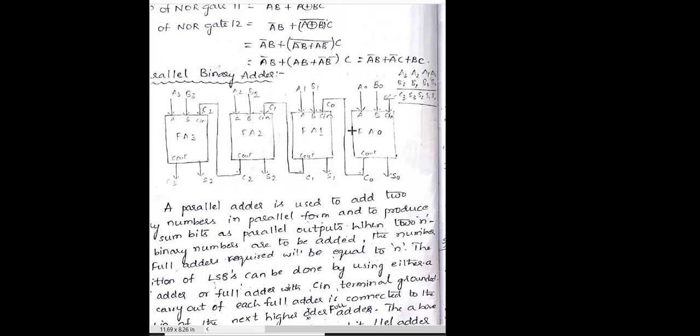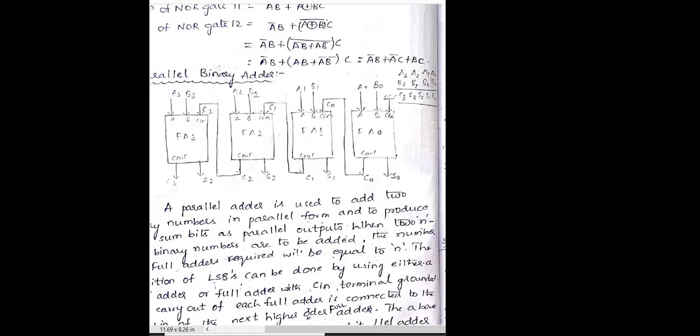The first full adder is named FA0. The second full adder is named FA1. The third full adder is named FA2. And the fourth full adder is named FA3. For FA0, the first full adder, the inputs are A, B, C in.